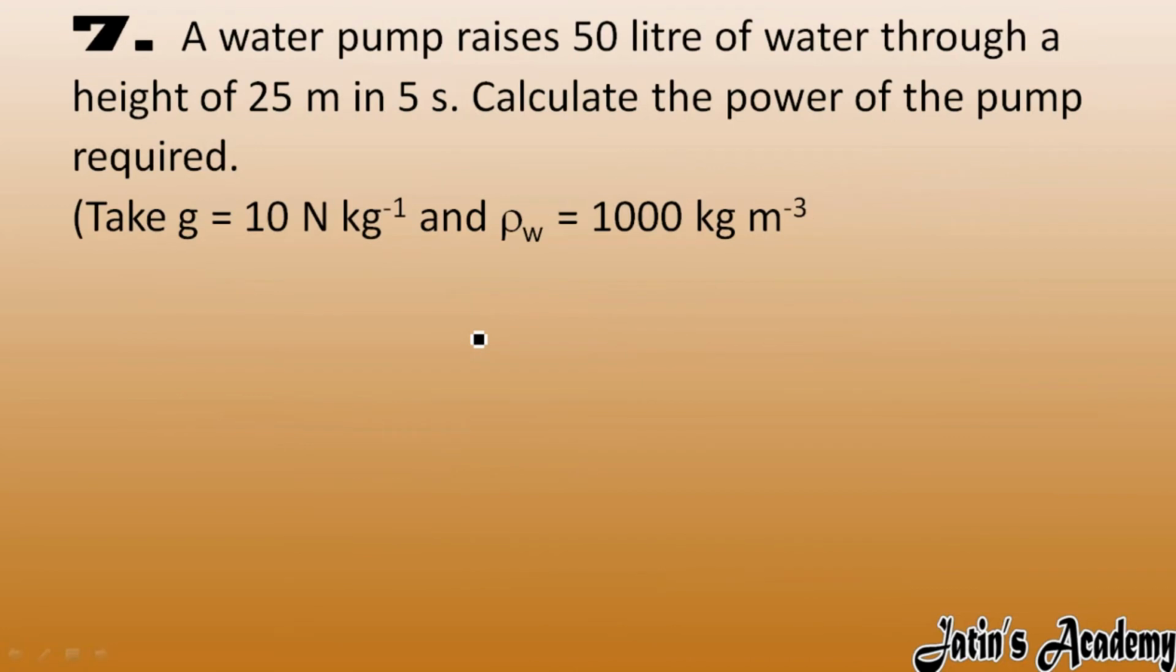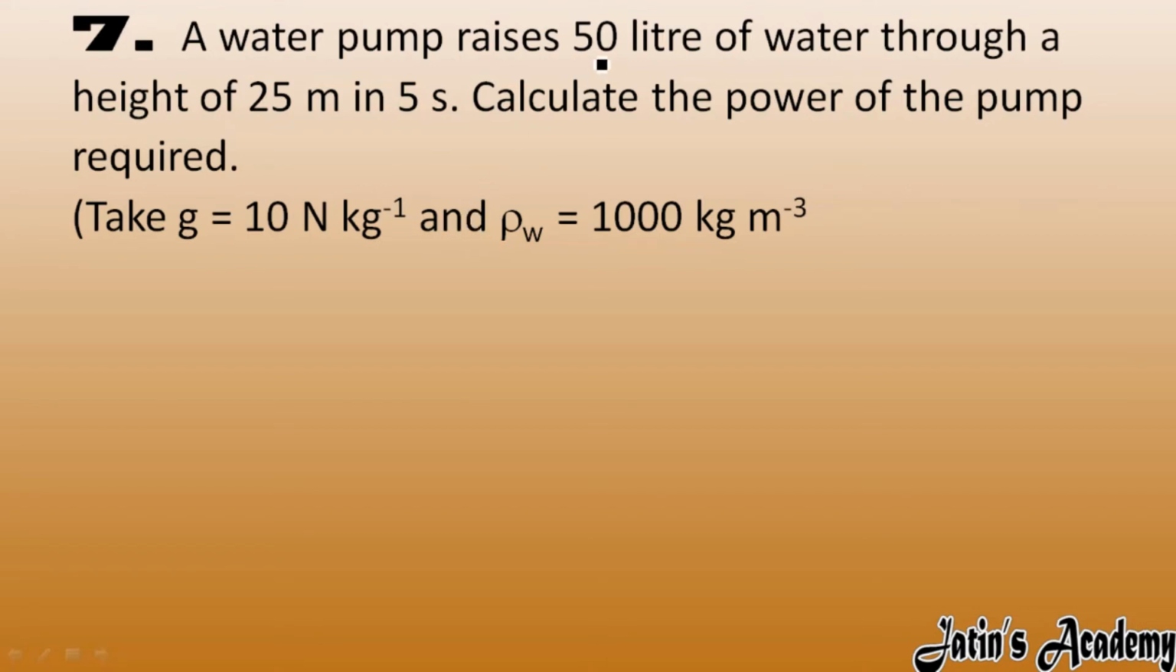Next we have: a water pump raises 50 liter of water through a height of 25 meter in 5 seconds. We have to calculate the power of the pump required, and gravity and density of water are given. Why is density of water given? Because mass of water is not given. So firstly we have to calculate the mass.